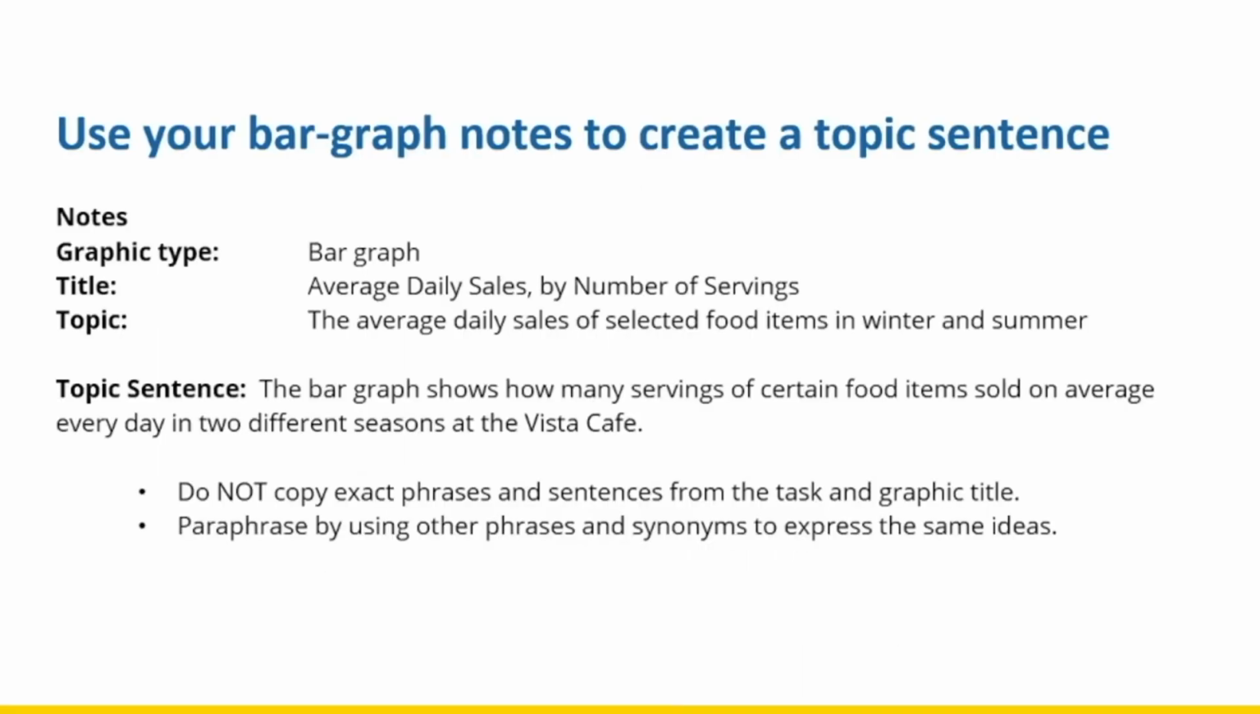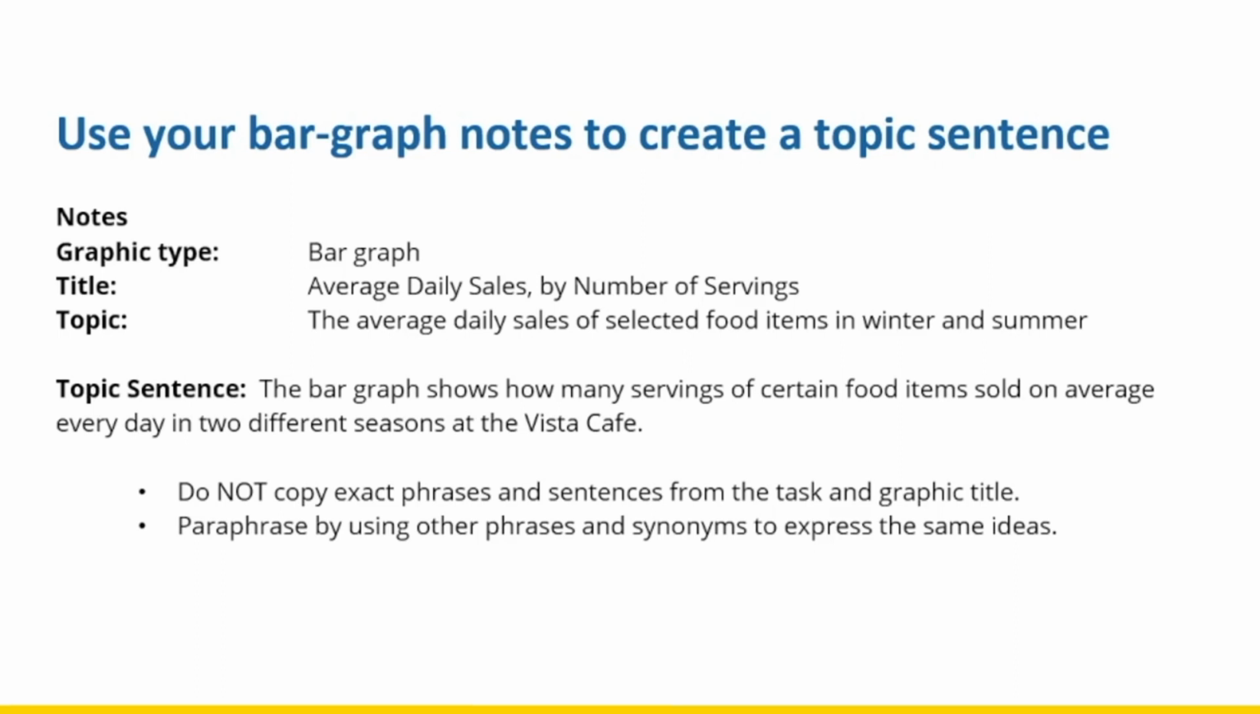And now on the slide you can see how you can use your bar graph notes to create your own topic sentence. As you remember, we had notes about graphic type, which was bar graph. Our title was average daily sales by number of servings, and topic was the average daily sales of selected food items in winter and summer. When you're writing your topic sentence, try to use the information you have, the notes that you have, and you determined your topic with, and you can write something like this.